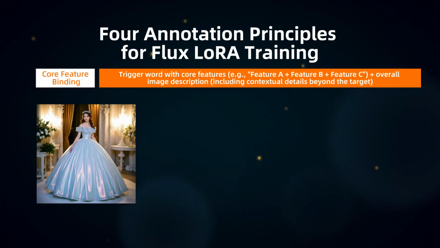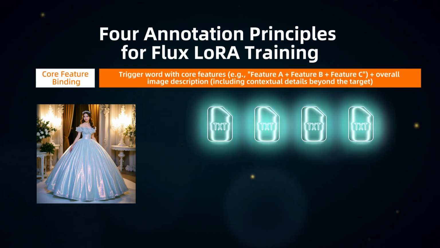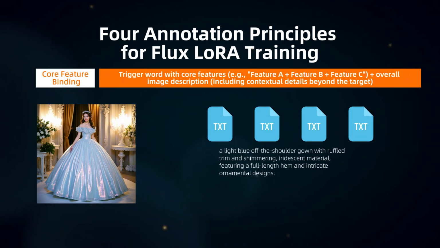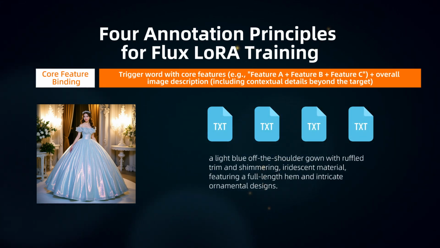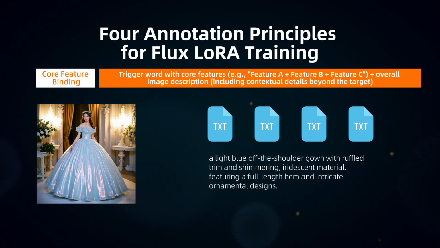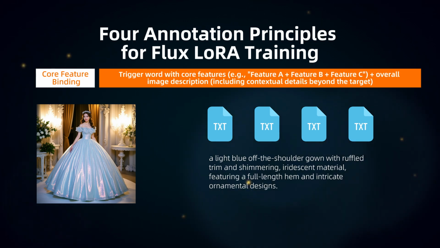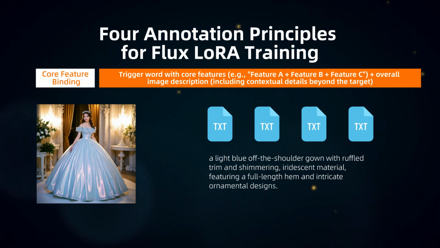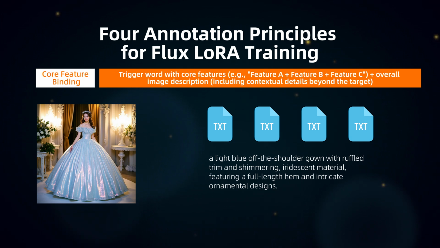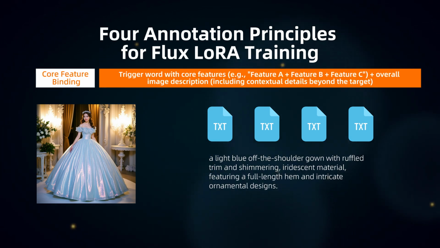3. Core feature binding. This method extracts the essential characteristics of the target and constructs customized keyword phrases as trigger words. It creates clear semantic boundaries and provides richer input information, helping the model converge more efficiently, especially useful for tasks requiring complex semantic representation.